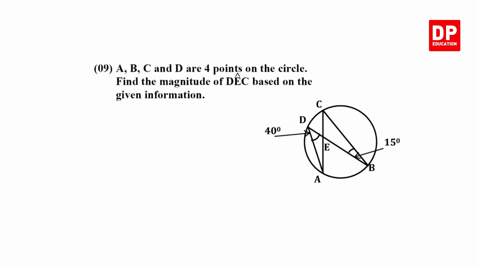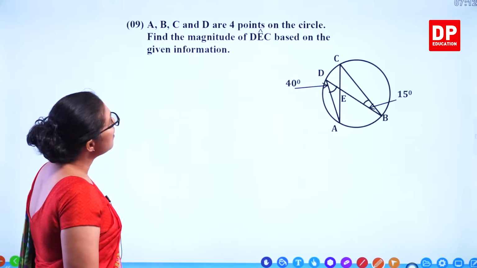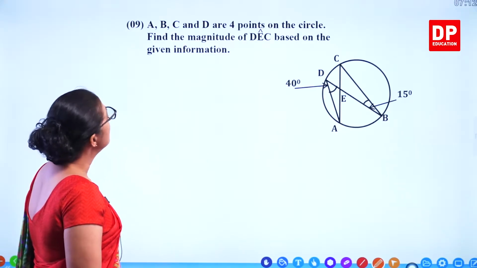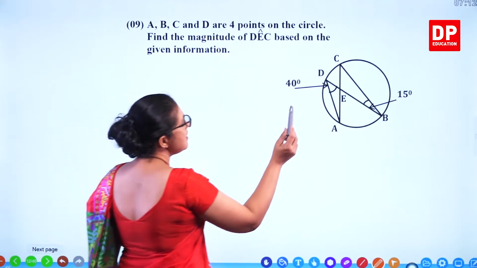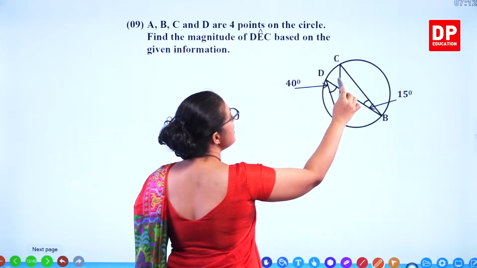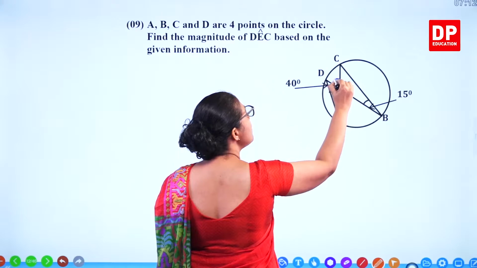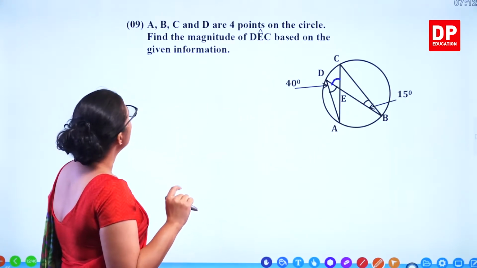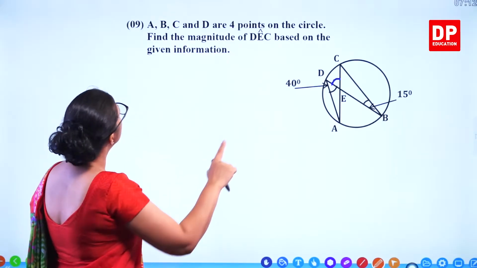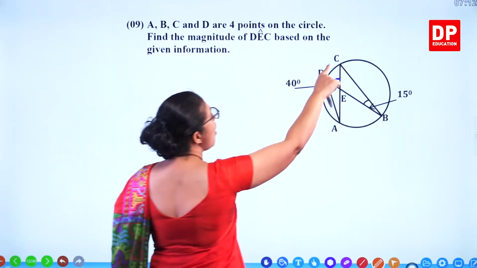Question number 9. A, B, C and D are 4 points on the circle. Find the magnitude of DEC. Where's DEC? So you need to find out this angle. Look carefully, and also it's given these points are on the circle.